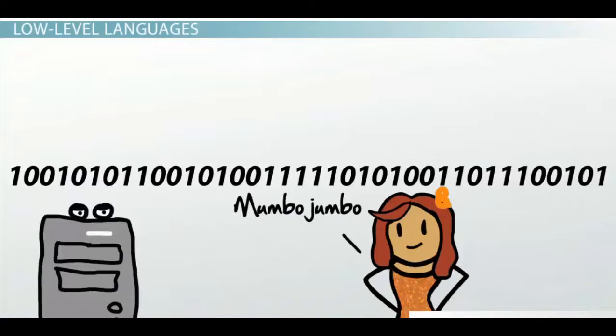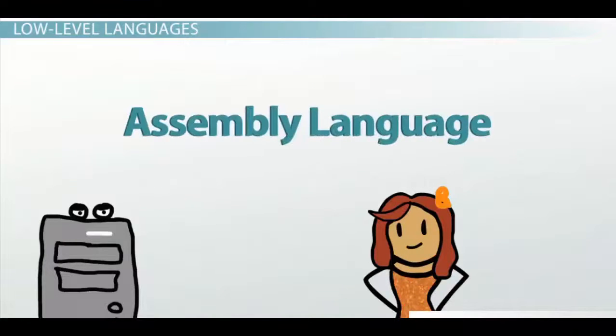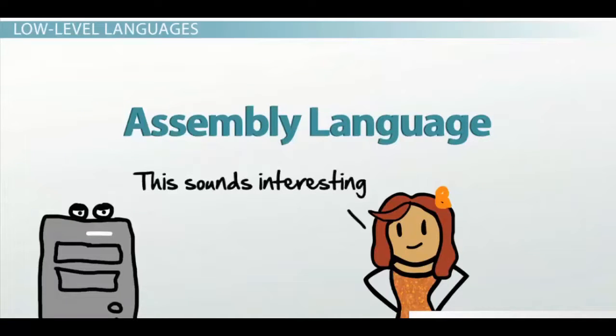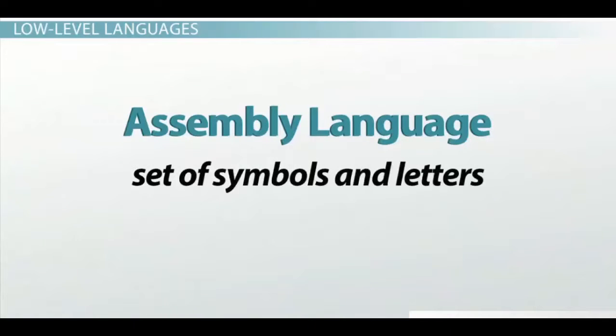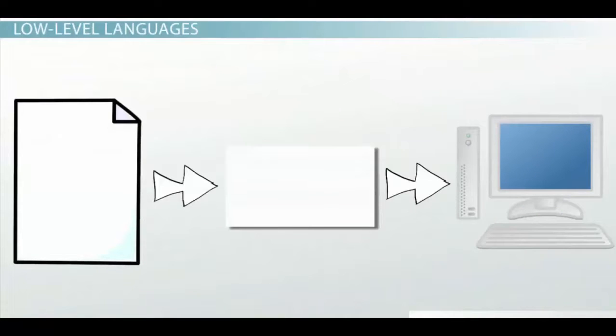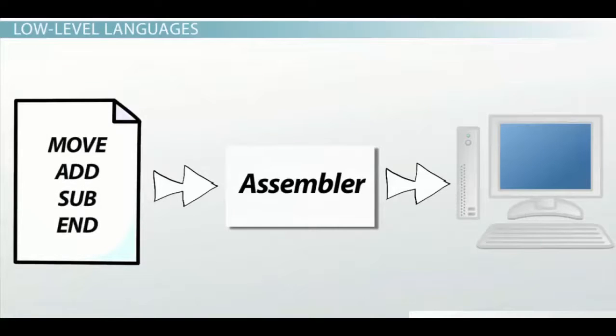This is where assembly languages come in. An assembly language is the first step to improve programming structure and make machine language more readable by humans. An assembly language consists of a set of symbols and letters. A translator is required to translate the assembly language to machine language. This translator program is called the assembler. It can be called the second-generation language since it no longer uses ones and zeros to write instructions, but terms like move, add, sub, and end.